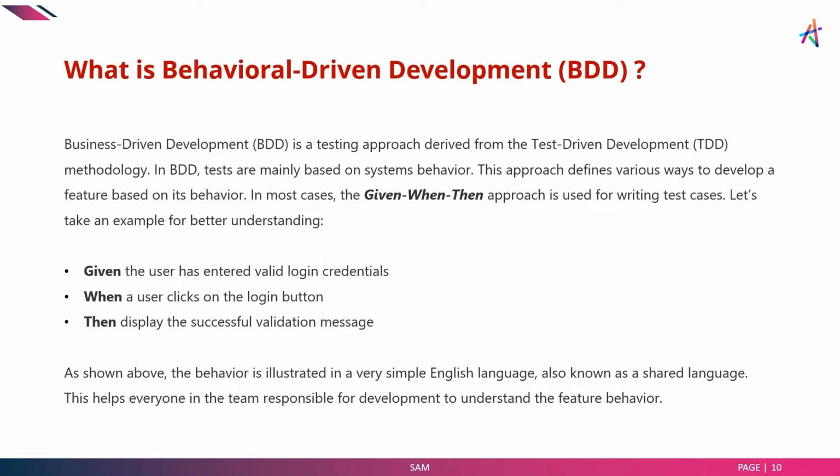And so BDD, in most cases, uses the given, when, and then approach, right? I'll come back to the concepts of given, when, and then a little later, not now. But from this slide, what we have to understand is that BDD is actually part of test driven development. And the key difference between BDD and TDD is that BDD focuses more on system behavior, while TDD focuses more on unit testing, right?